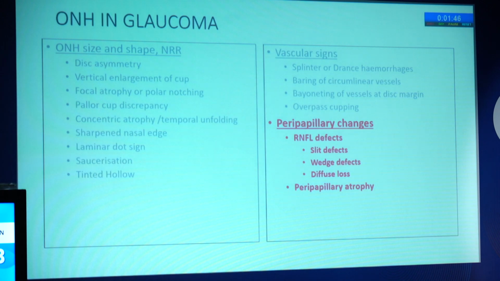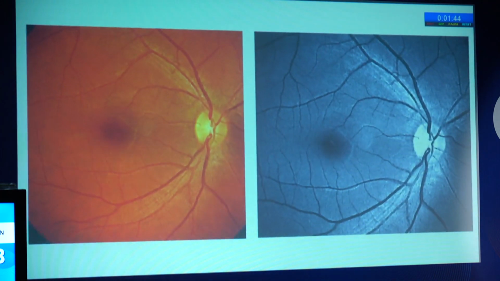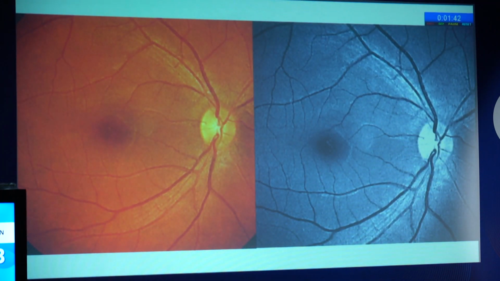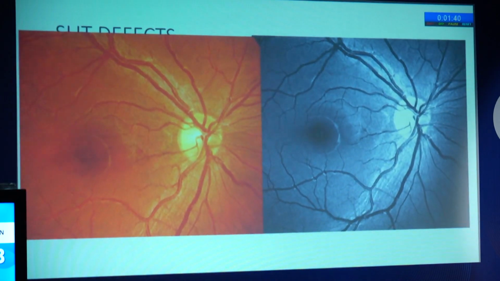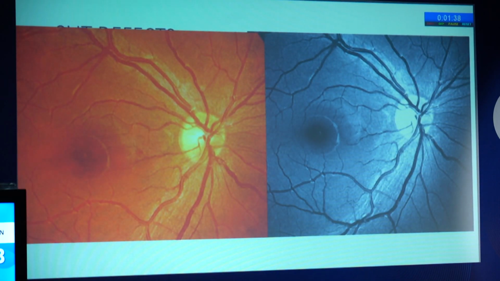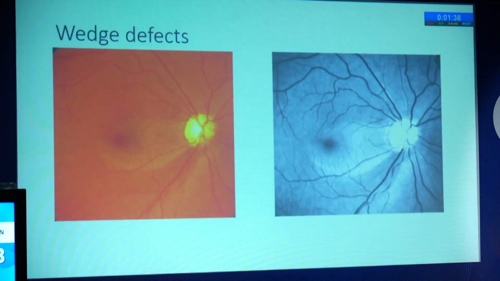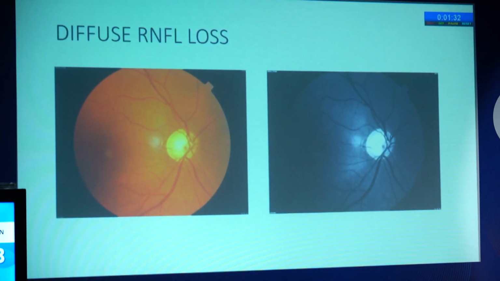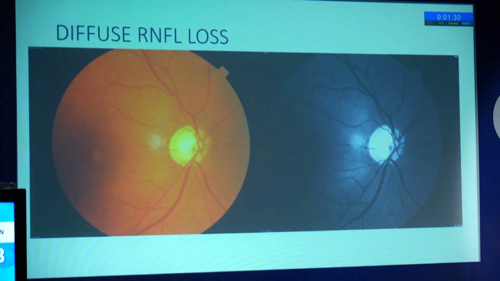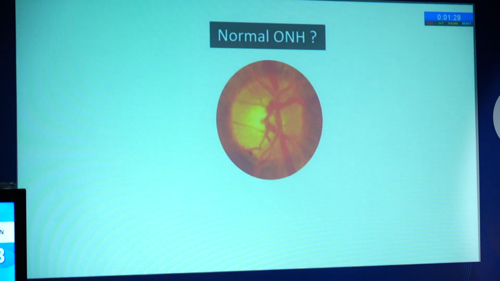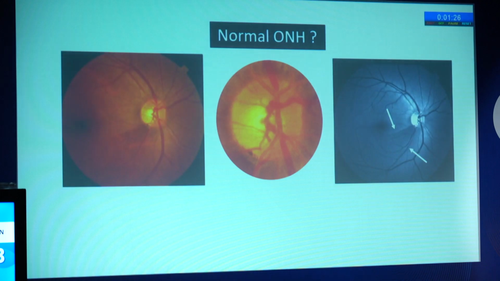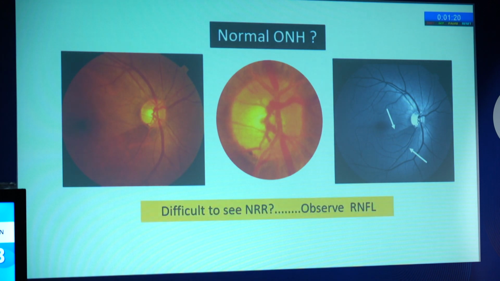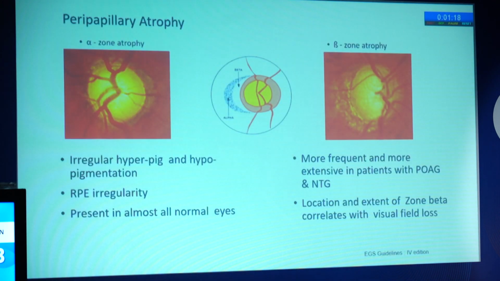So coming to peripapillary changes, there can be slit defects like this, which can be totally normal. Sometimes the slit defects are more, and they coalesce and can form a defect. And this is a typical superior and inferior wedge defect. So diffuse RNFL loss is seen in these patients. Normally you see this, but if you see the RNFL, you see that there is a large defect. So you have to see the RNFL and the disc very carefully.